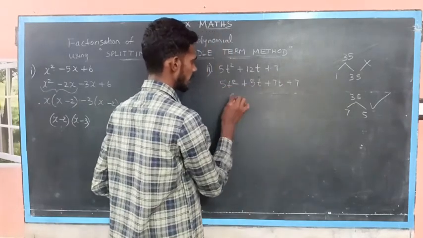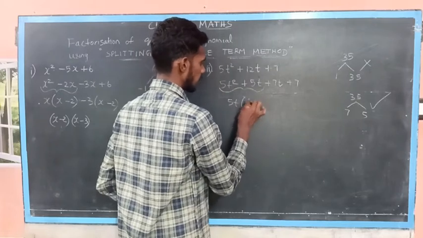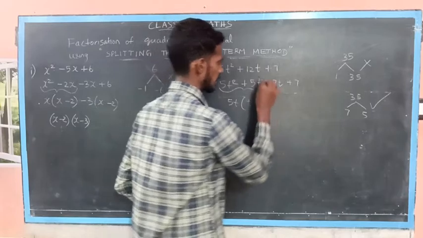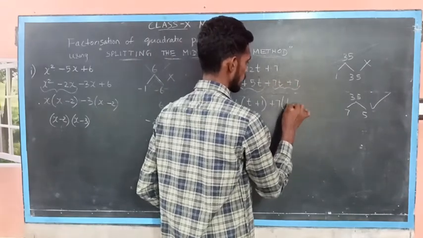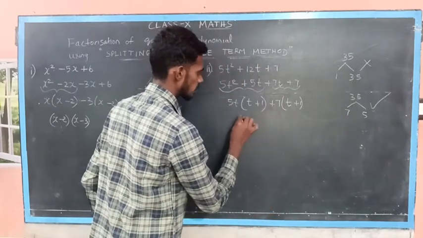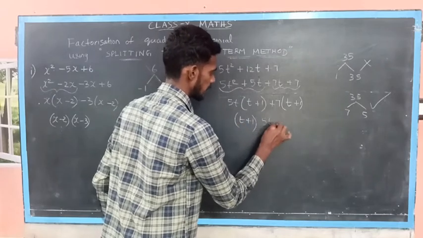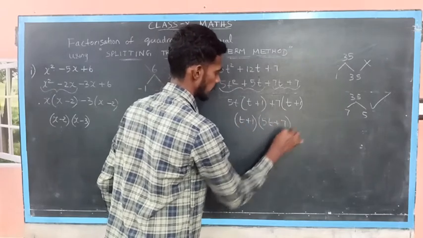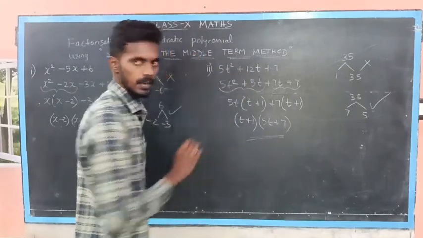Taking 5t as common from these two terms, we get 5t(t + 1). Then taking 7 as common from the other two terms, we get 7(t + 1). Then write the common term first, it is (t + 1)(5t + 7). So this is the factorization of this quadratic polynomial.